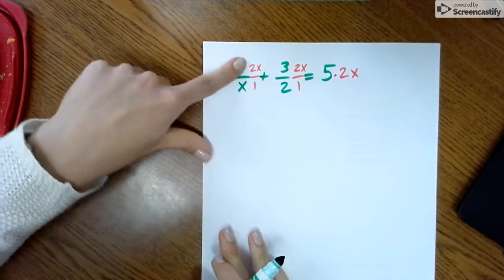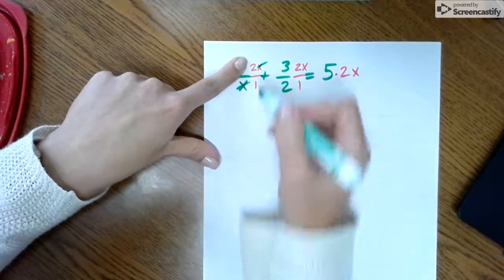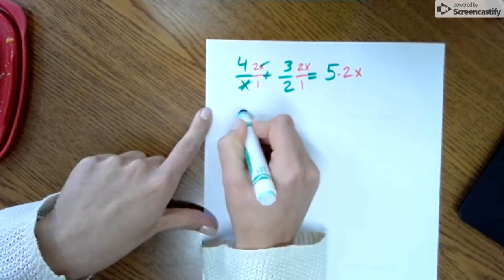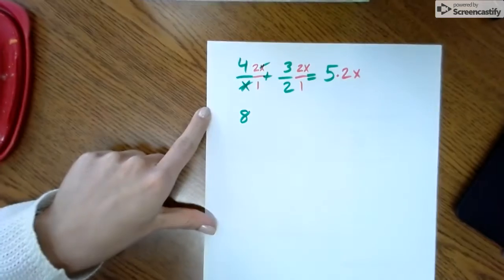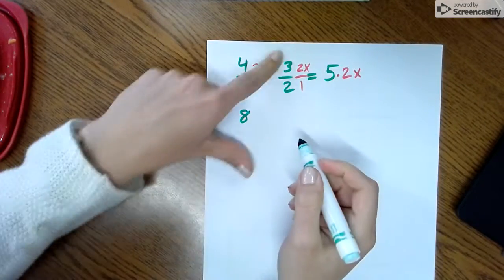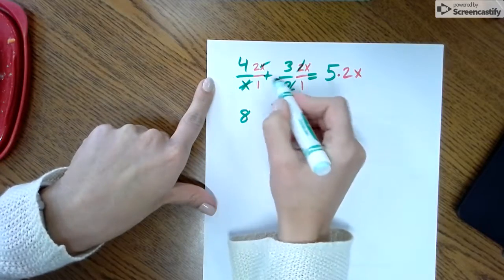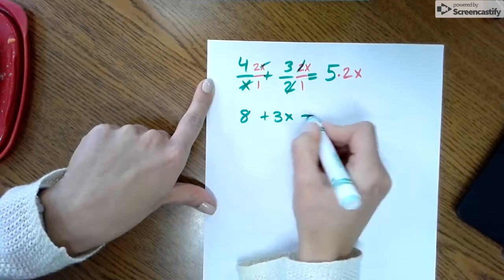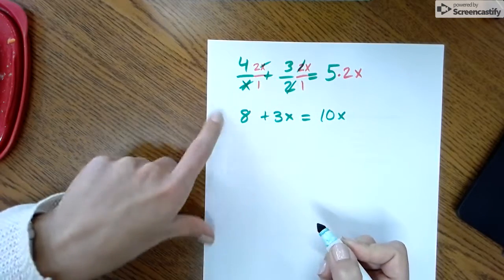So again, we'll go through and reduce what we can. So I'm going to ignore the 4 for now. Now 2x over x, the x is reduced to 1. So then all I have left is 4 times 2, which is 8. All right, next one, again, I'm going to ignore the 3. 2 over 2 is 1, so all I have left is a positive 3 times x, so plus 3x, equals 5 times 2x is 10x.